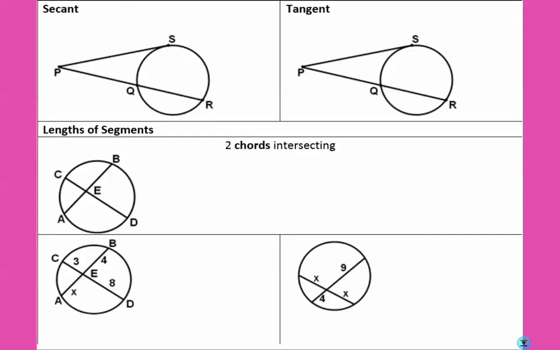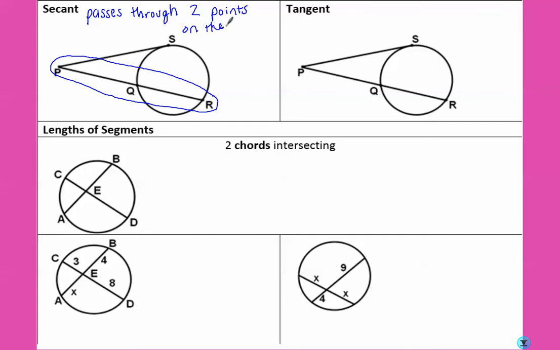Remember that a secant line or a secant line segment, such as PQ, passes through 2 points on the circle.